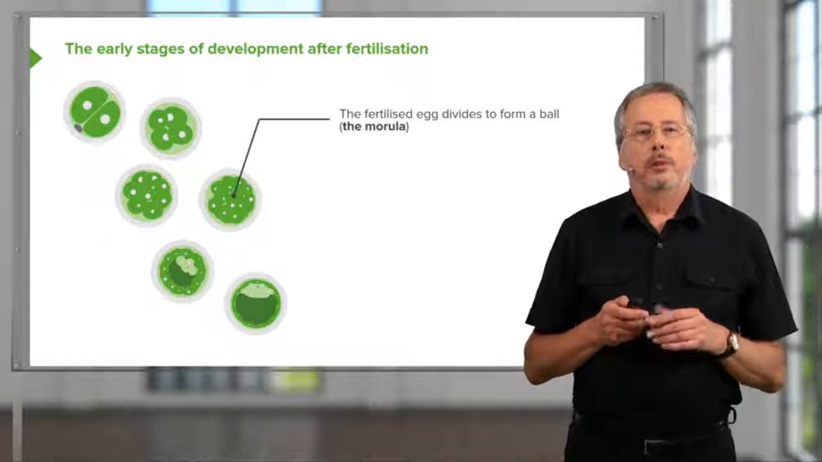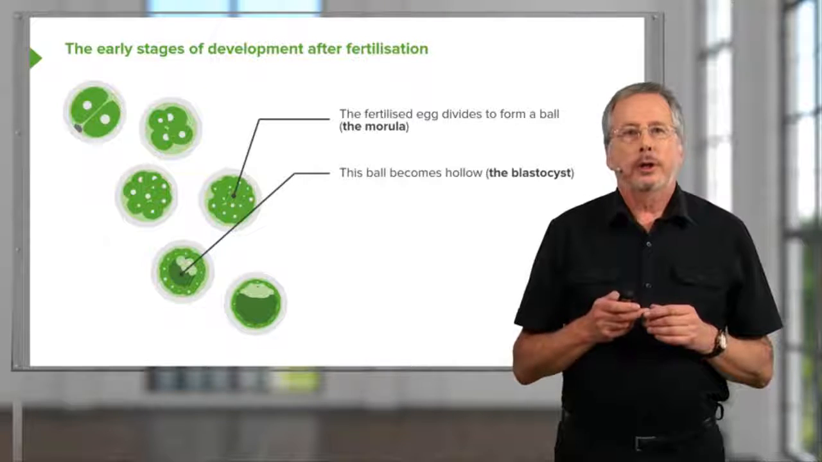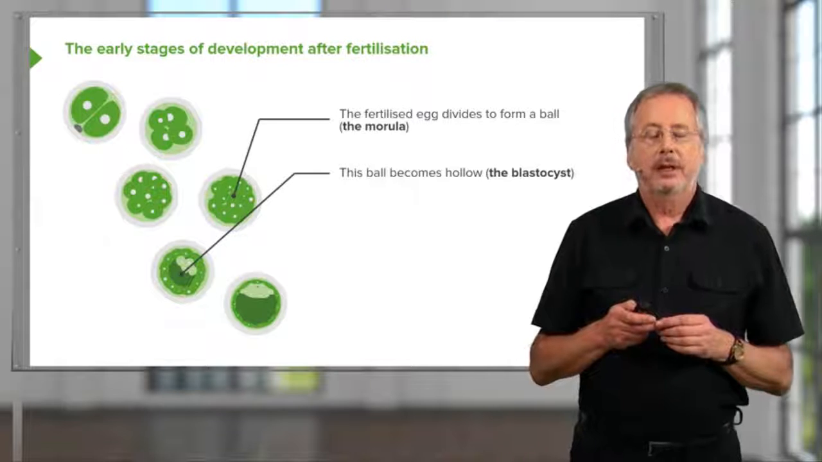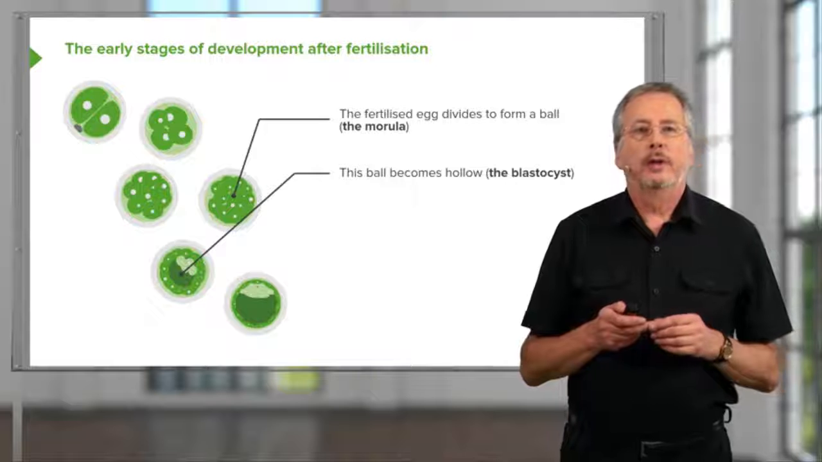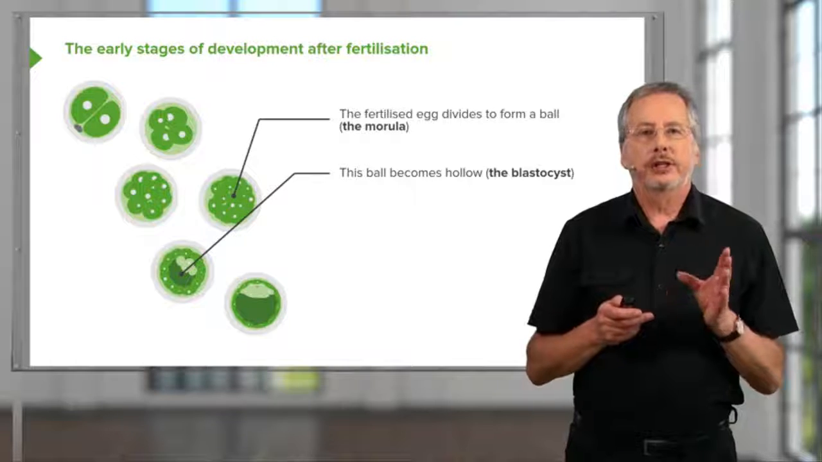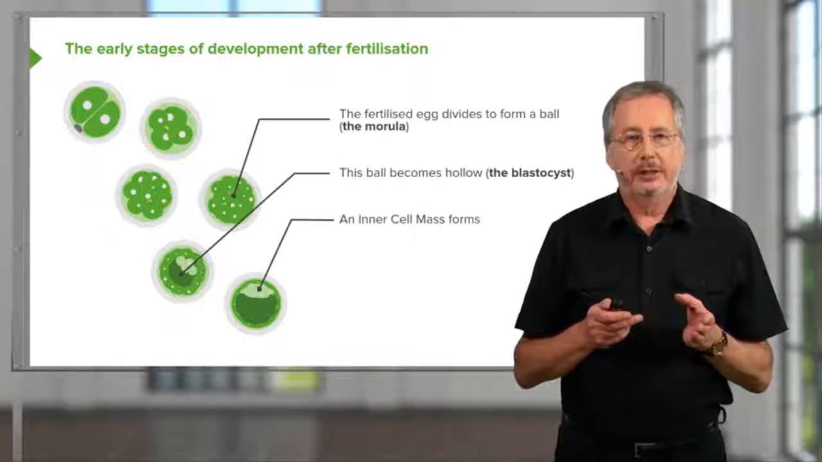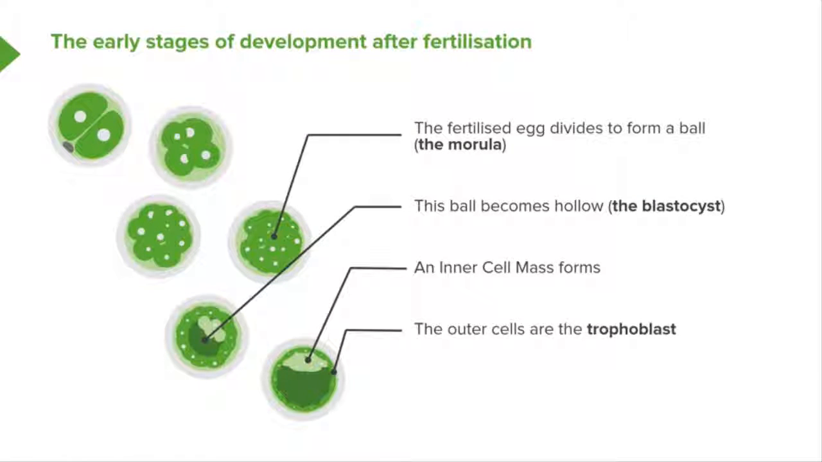As they do so, they form a ball, and this is called the morula. And then that ball will become hollow, and this stage is called the blastocyst. The blastocyst is not a simple hollow ball like a tennis ball. There's a little cluster of cells on its inside, called the inner cell mass. The inner cell mass is marked in the diagram. The outer cells are trophoblast cells.